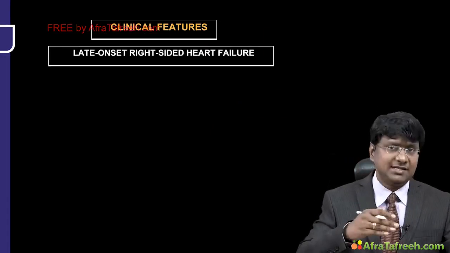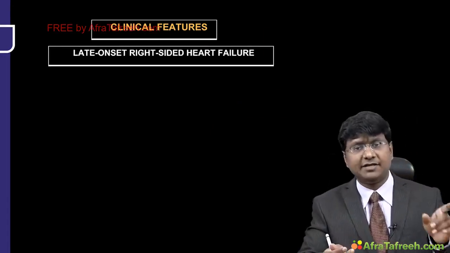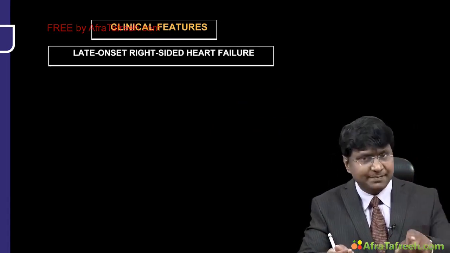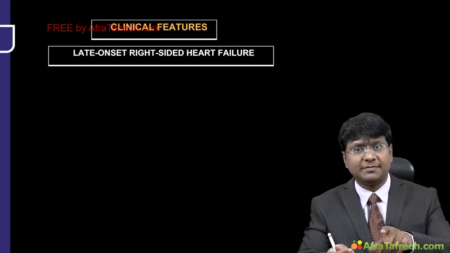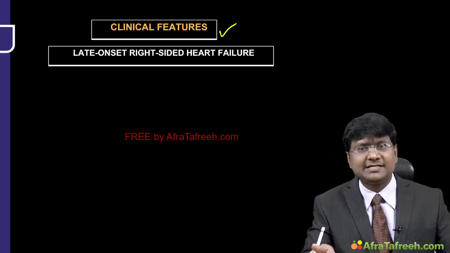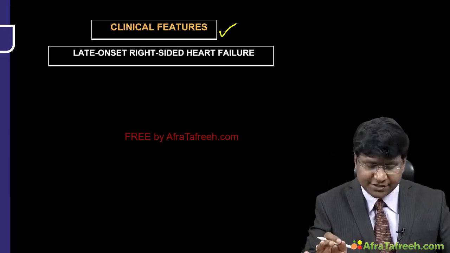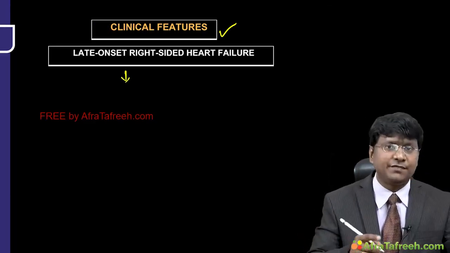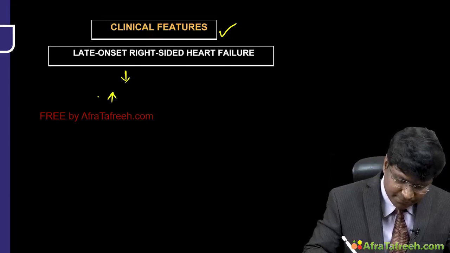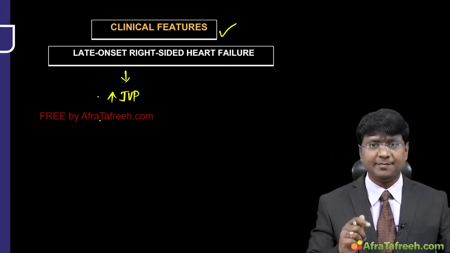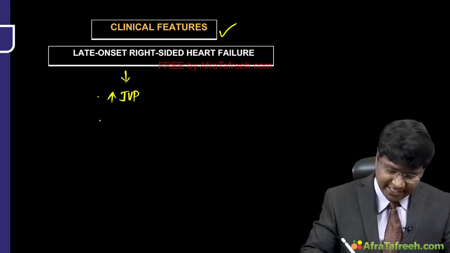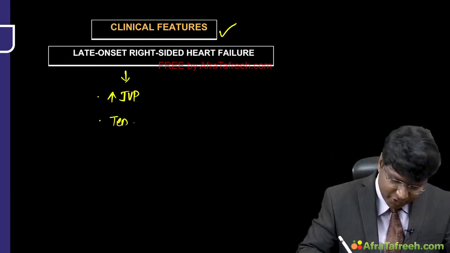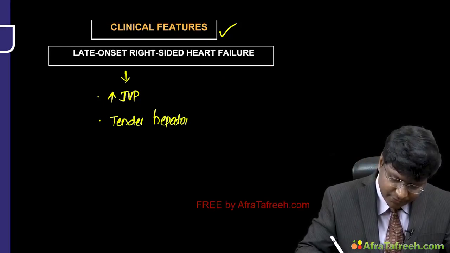Okay, now as the severity of the MR increases after the pulmonary congestion, once the pressure increases in the pulmonary artery causing pulmonary hypertension, in the later stages, these patients will also have the features of right-sided heart failure. And what will be the features of right-sided heart failure? That includes raised JVP. That is the earliest manifestation in right-sided heart failure. Then the next important feature is tender hepatomegaly.